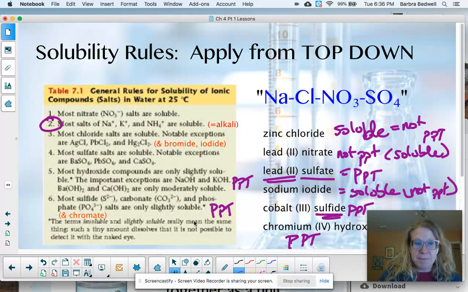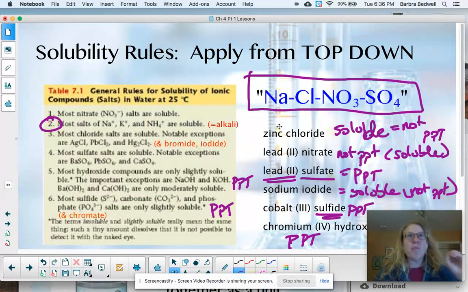By the way, shortcut rule. This isn't a perfect rule because there are always exceptions, but this is a great shortcut. If you just want to take a quick glance at a chemical reaction and say, hey, what do I think might be my precipitate, you can think about the word NaCl-NoSo. NaCl-NoSo are not your precipitates. So if you have anything that's got sodium, chlorine, nitrate, and sulfate, chances are pretty good that it's not your precipitate. There are some important exceptions to this, but these are the not precipitates. NaCl-NoSo says, yeah, probably not so much.